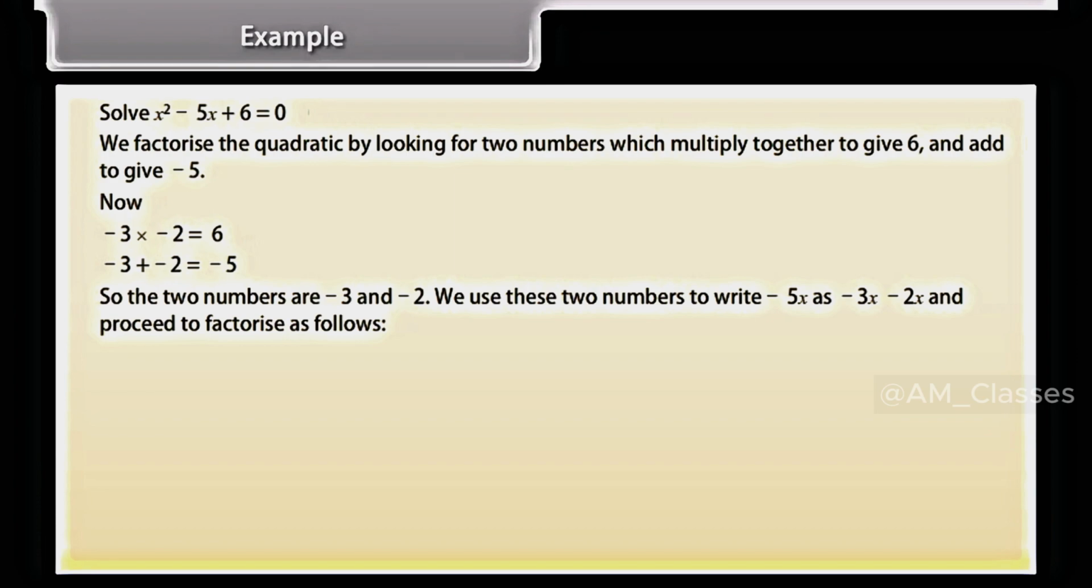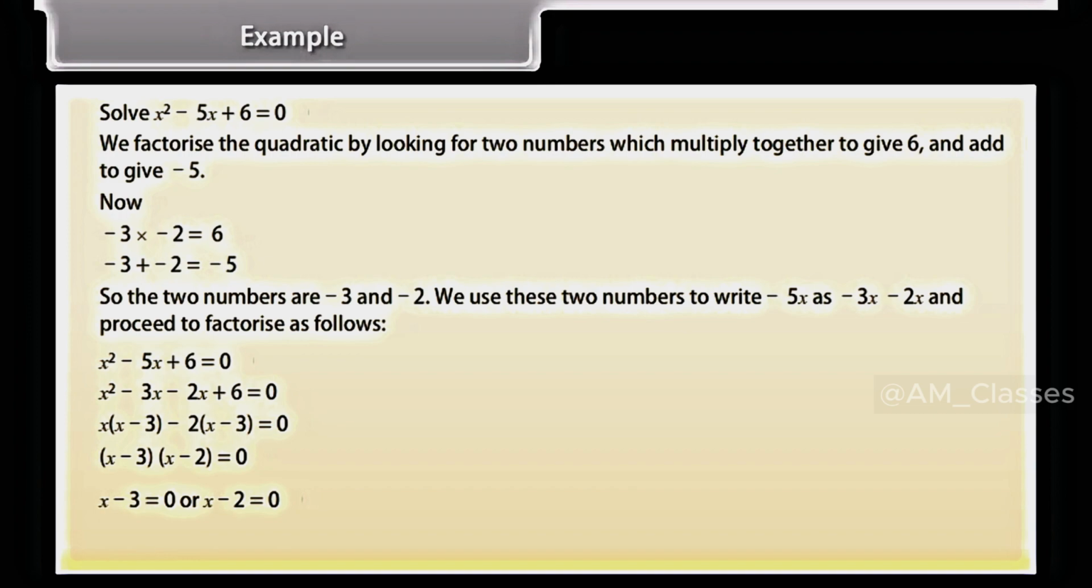We use these two numbers to write minus 5x as minus 3x minus 2x and proceed to factorize as follows. From which x minus 3 is equal to 0 or x minus 2 is equal to 0, so that x is equal to 3 or x is equal to 2. These are the two solutions.